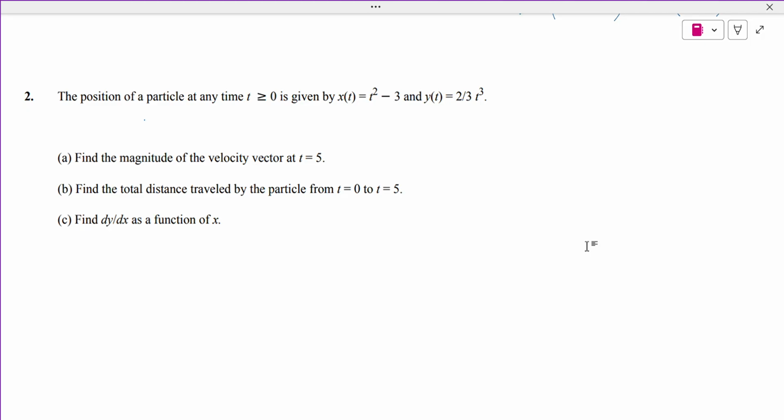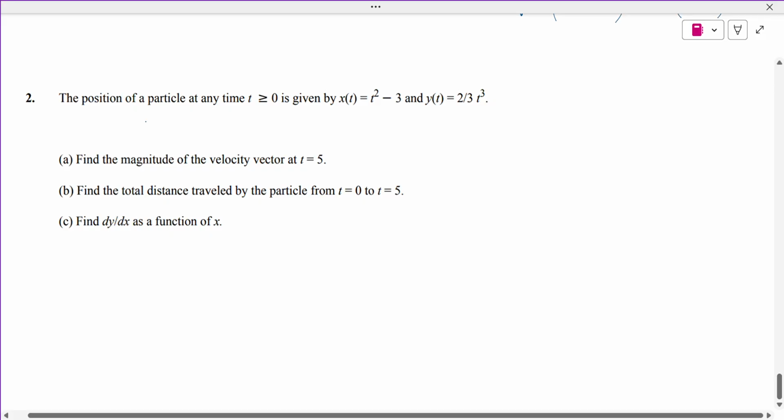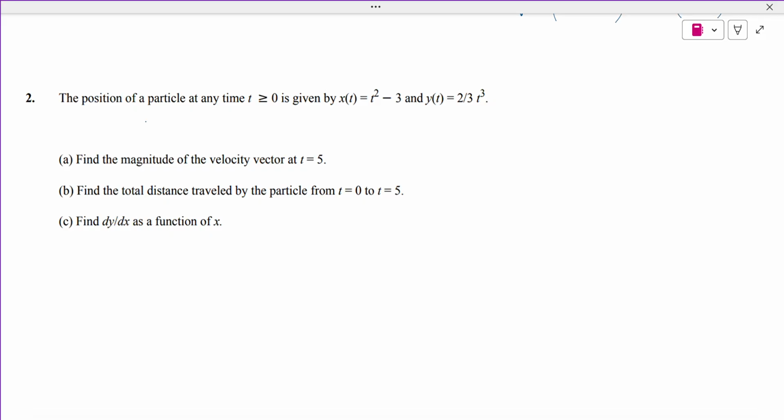So if we look at the second question from the file I shared, it says the position of a particle at any time t, t bigger than or equal to 0, is given by x of t and y of t. Find the magnitude of the velocity at t equals 5. Find the magnitude of the velocity vector at t equals 5.